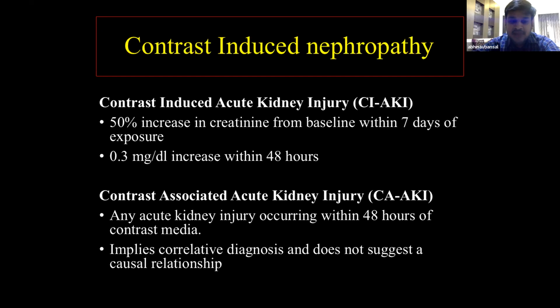So this can be because of other factors like any other medications or any comorbidity or any illness. And it implies a correlative diagnosis and does not suggest a causal relationship between the contrast agents and the kidney injury. Whereas contrast-induced acute kidney injury means any injury which is occurring again directly because of the contrast agents. So it implies a causal relationship. So it is diagnosed by these parameters, basically when there's 50% increase in the creatinine from the baseline within 7 days of exposure to the contrast agent, or when there is more than 0.5 milligram per deciliter increase within 40 hours.